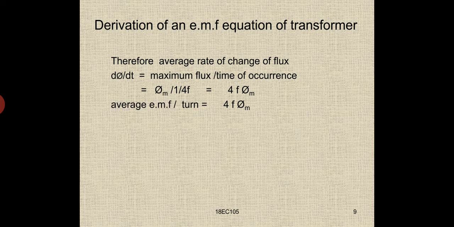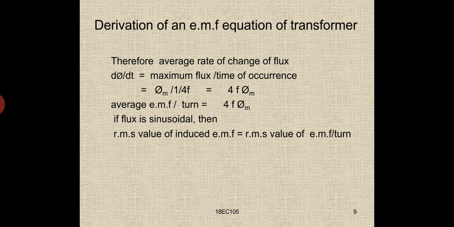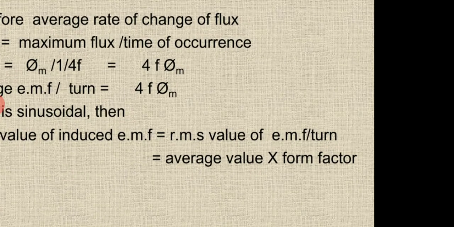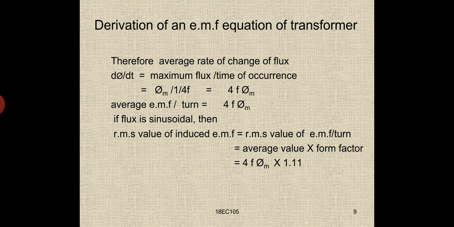Now the average EMF per turn is equal to 4f phi m, and if the flux is sinusoidal, then the RMS value of the induced EMF per turn is equal to the average value into the form factor. So now we are actually trying to relate it for the further derivations. The form factor is 1.11 for transformers here, so it is 4f into phi m, which is the maximum flux, into 1.11. So that will give a constant of 4.44.